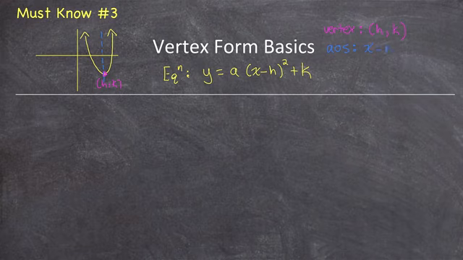And lastly, just like the standard form equation, the a value tells us the direction of opening. If a is greater than 0, the parabola opens up.